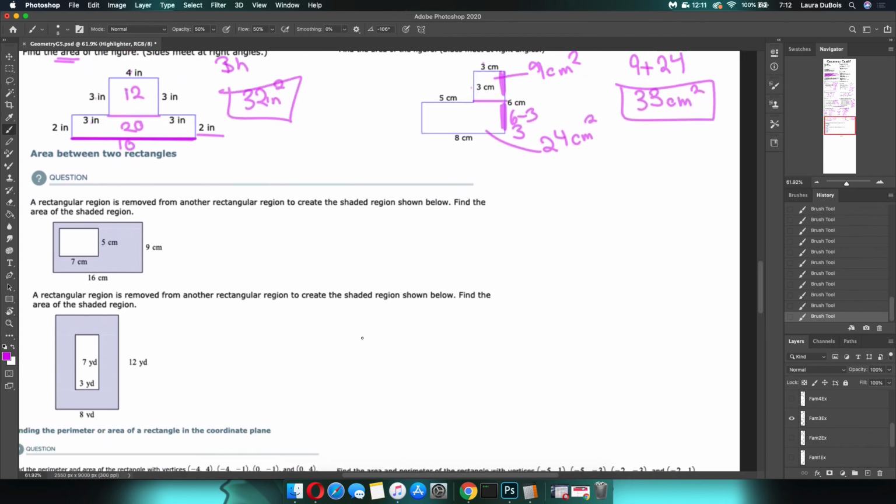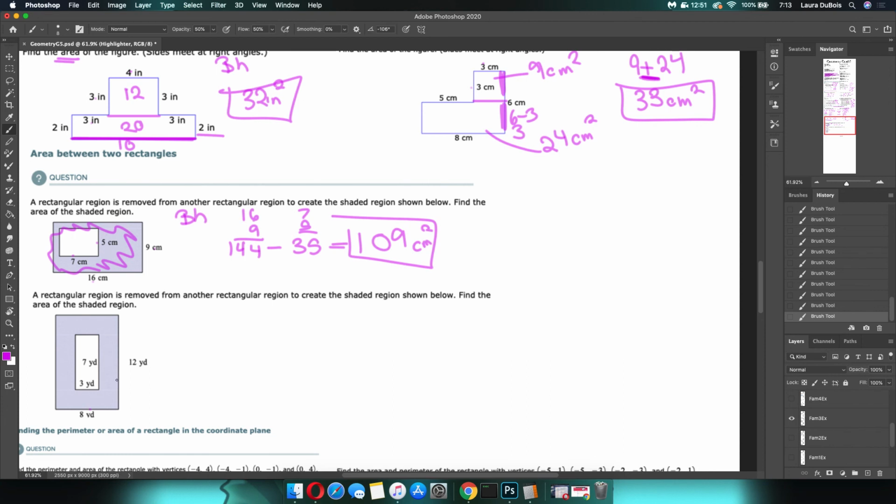We're going to see something similar, only up here where we were adding them in order to find, here we're going to be subtracting. So base times height, 16 times 9, that's 144. And then 7 times 5, which is 35. Since we want the shaded region, are we going to be adding or subtracting? We're subtracting. So what's 144 minus 35? 109. There we go. Centimeters squared.